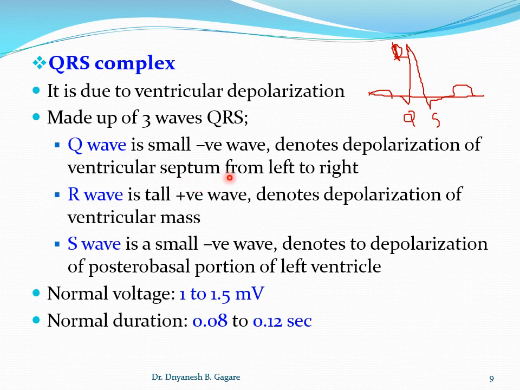We discussed this under the depolarization of the ventricle. Once the depolarization wave has entered the ventricle, the first part of the ventricle to get depolarized is the septum. That septum is the wall between the two ventricles. This septum depolarizes from left to right. Suppose this is the septum.